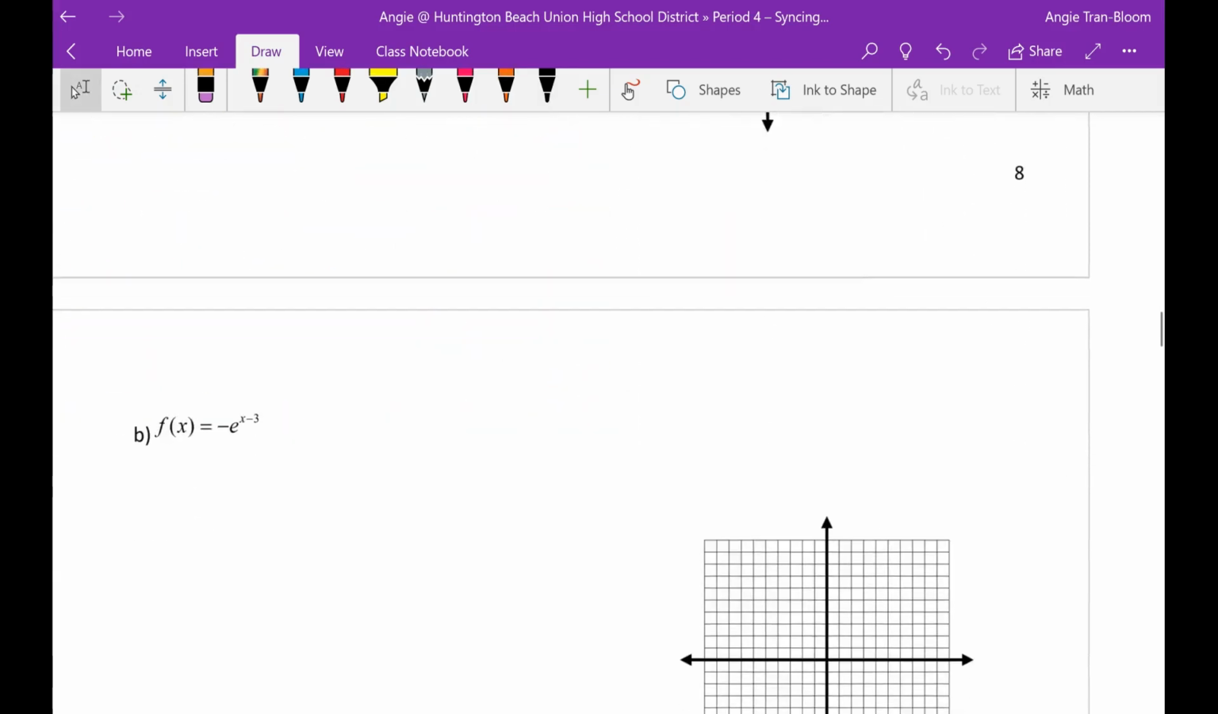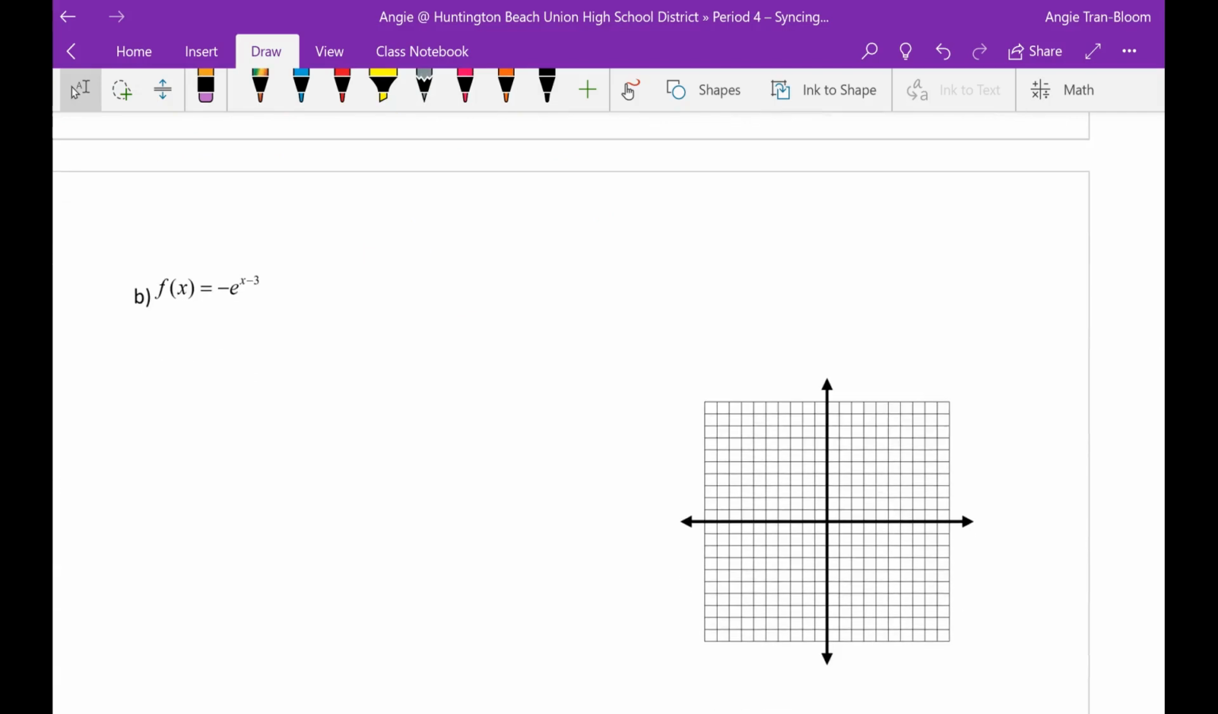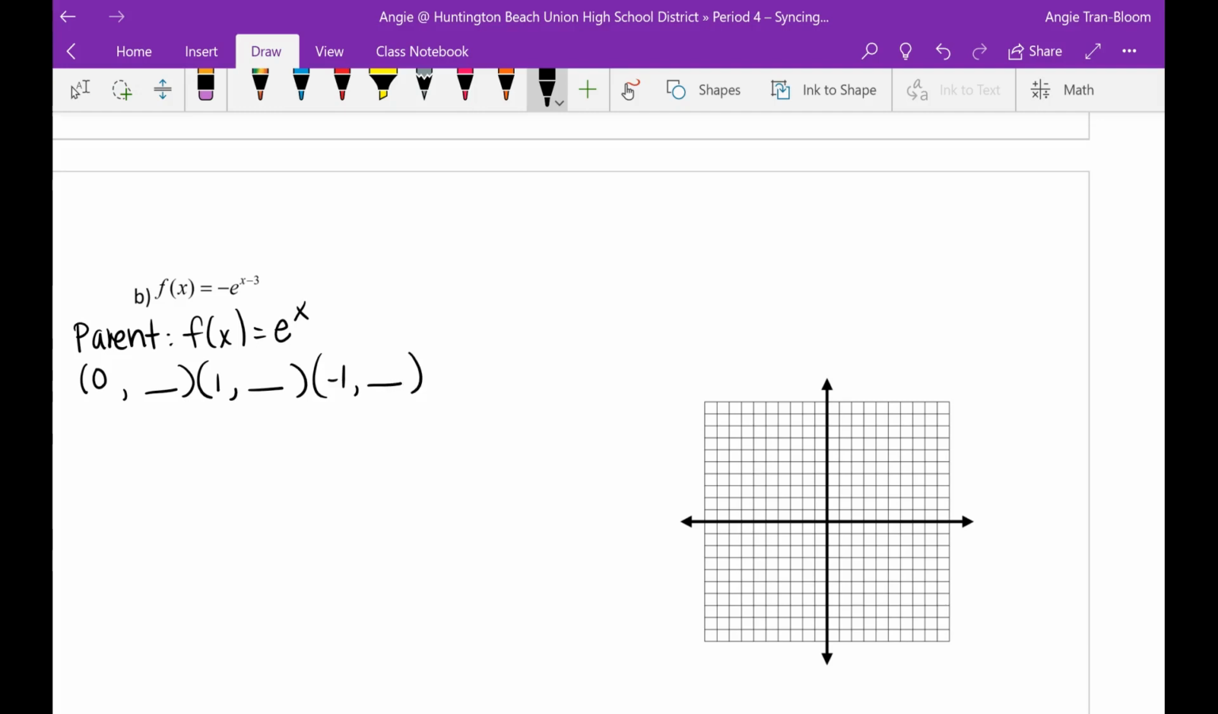Let's do it here. Example B. I'm going to start with the parent. Okay. Then the parent is f of x equals e to the x. My 3 points are 0, comma something, 1, comma something, negative 1, comma something. Okay. So when I plug 0 in, e to the x is e.